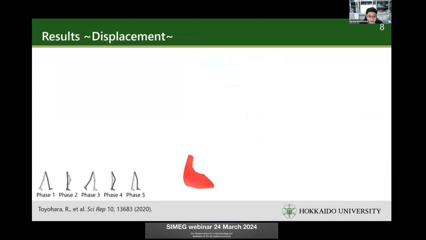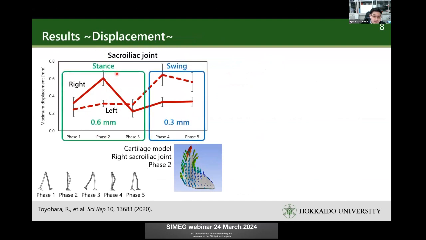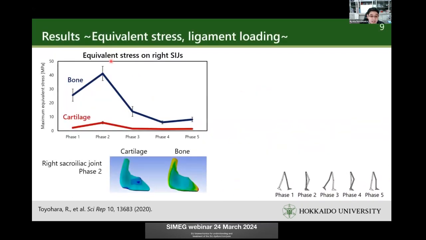Next, I will show the results. The displacement of the sacroiliac joint is shown here. Here is the right side and the left side. From here, we can see that in the stance phase the displacement is 0.6 millimeter, but in the swing phase 0.3 millimeter. And the pelvis displacement in the cartilage model, meaning with a sacroiliac joint, is highly displaced. But in the bone model, the displacement decreased. This is a 57% decrease.